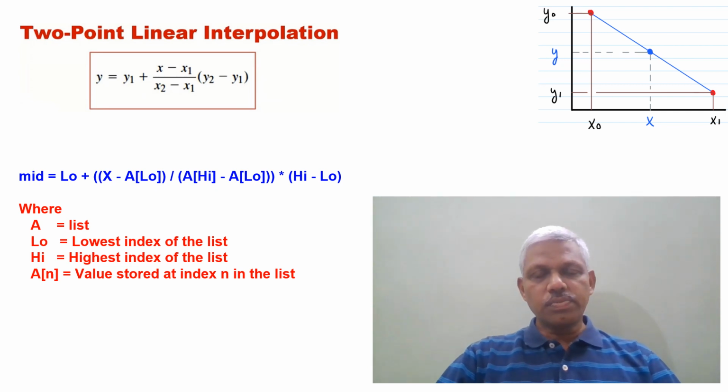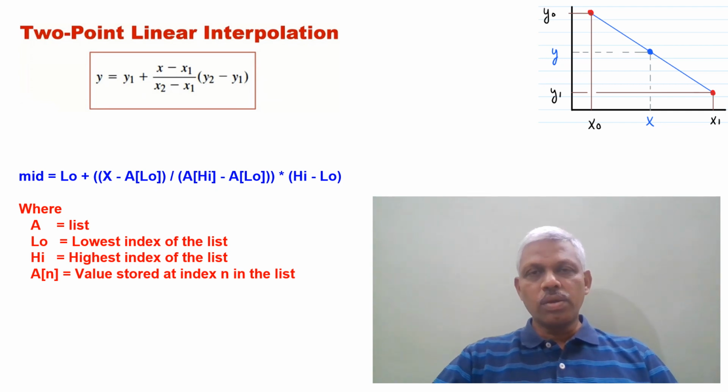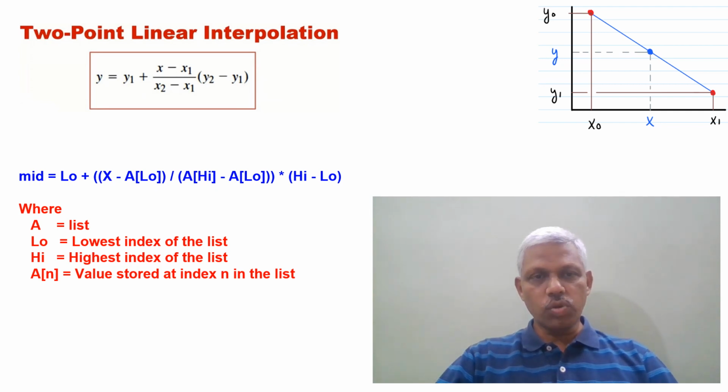The same formula is being used here. If you look at the identification of the mid given the key value, mid is not exactly the middle, but the division point of the array. Where we divide the array into subparts is important here. The mid value where the array is divided is computed by the formula: low plus (x minus array of low) by (array of high minus array of low) multiplied with (high minus low).